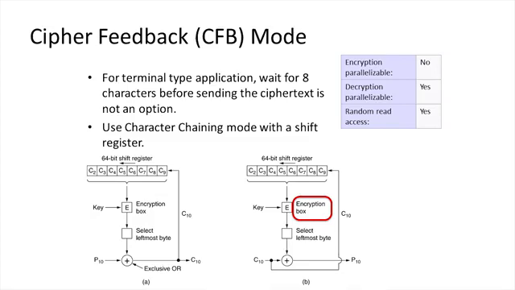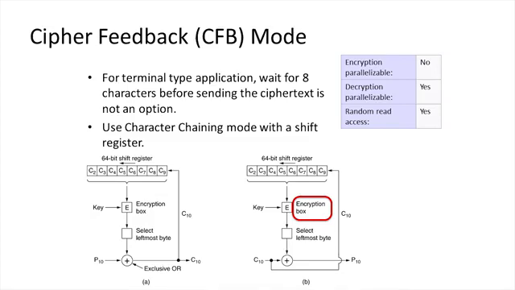For terminal type applications, waiting for a block of characters before sending the ciphertext is not an option. We would like to see characters sent and received right away for better response time. In cipher feedback mode, we use a shift register and set it to some initial pattern, the initial vector. Its value is encrypted with a key, and the leftmost byte is exclusive-ORed with the first byte of the plaintext to get the first byte of the ciphertext. Send it right away, immediately out to the receiver.